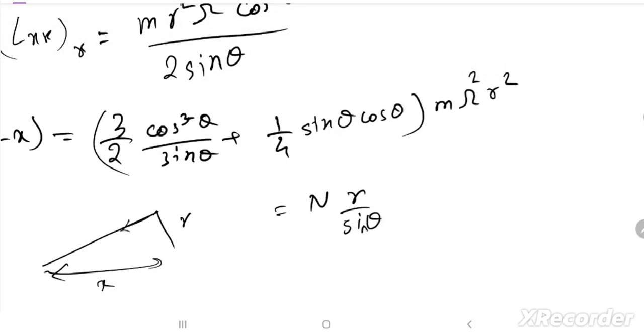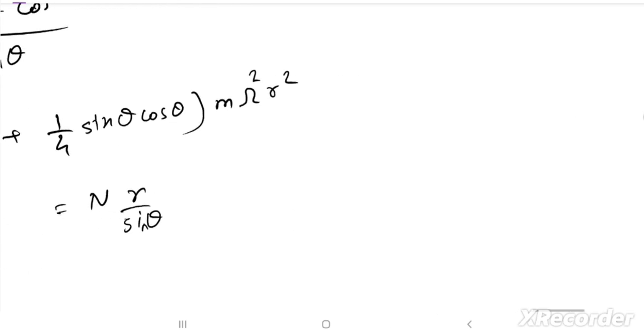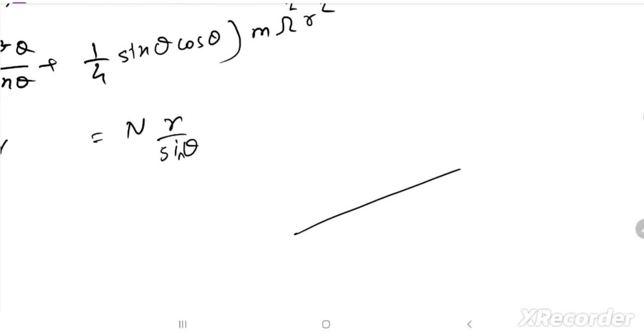There will be some tension force, but since we are considering the angular momentum with respect to the origin, the torque due to tension force at the origin will be zero. And one thing I must inform you before solving it, that these massless rods can only exert tensile force.